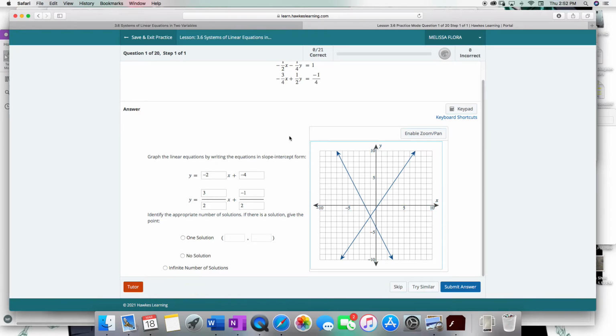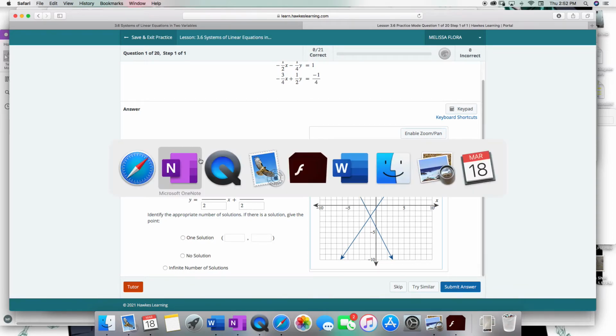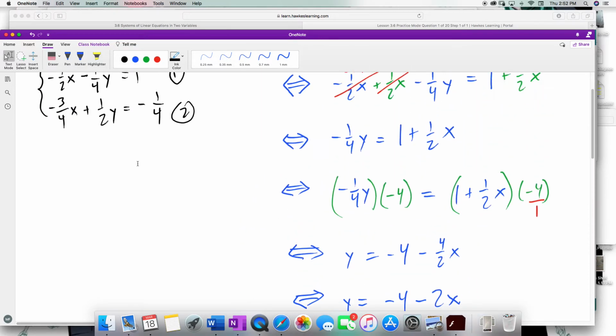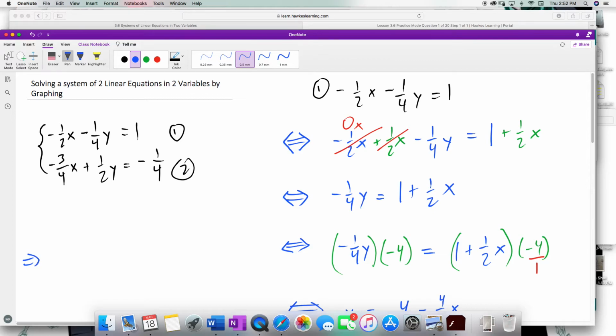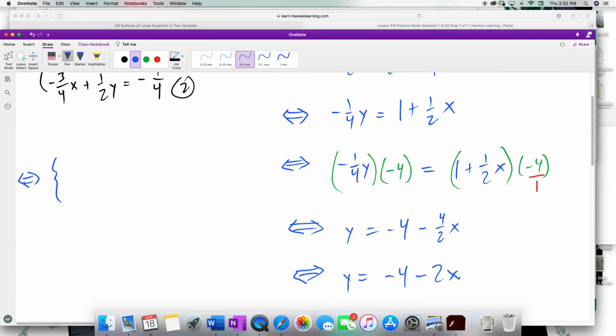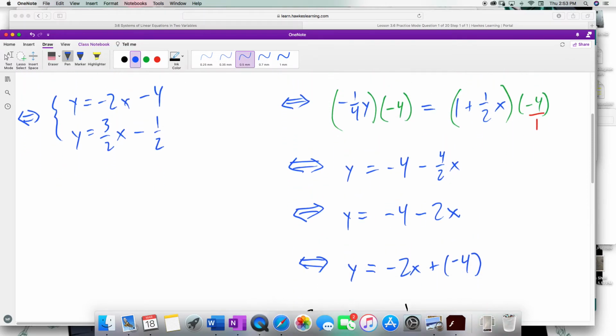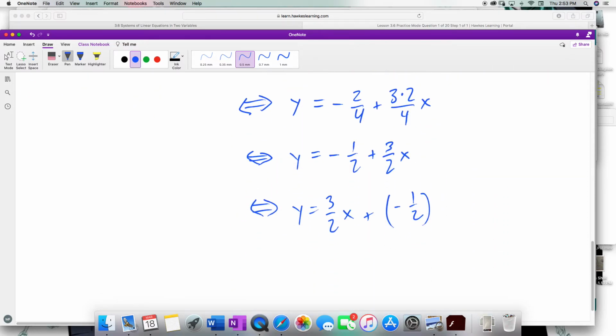Now I had mentioned that just from the equations alone in slope-intercept form, we would know how many solutions there are. You can see it in the graph, but let's actually go back here and see how that plays out as just the equations. Okay, so for the first equation, we had y equals negative 2x minus 4, and the second equation was y equals 3 halves x minus 1/2. So writing them almost as we did here, but not bothering with the plus negatives.